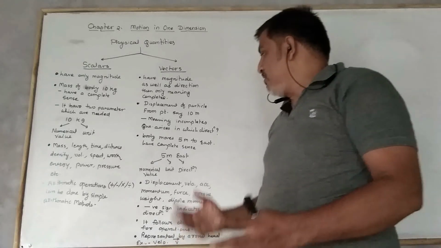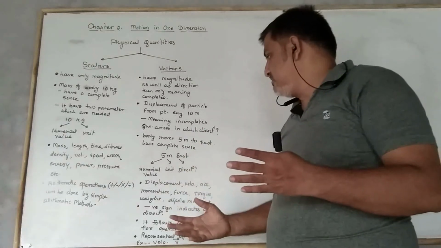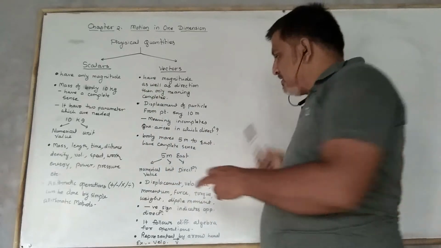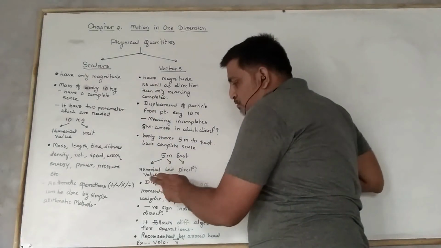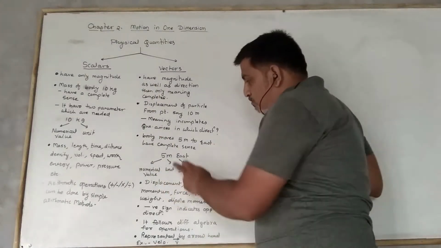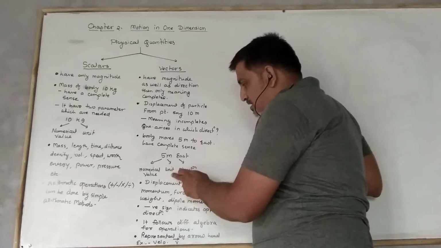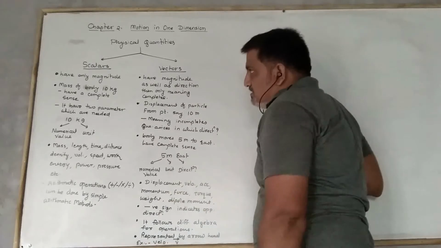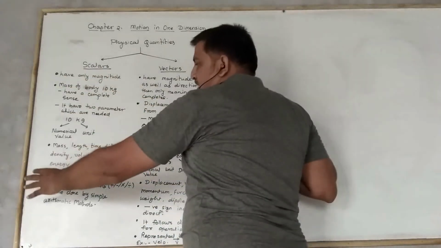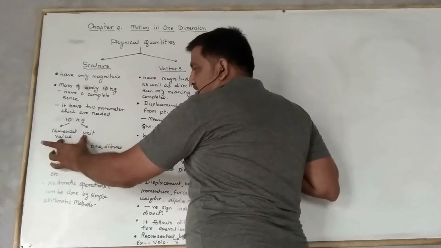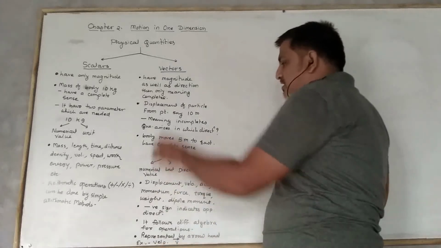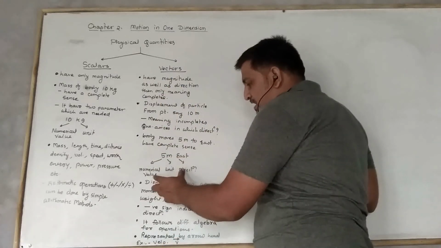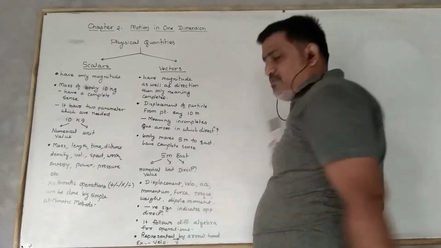Here, if I say the body moves 5 meter toward east, then this 5 gives us a numerical value, while meter shows us a unit and east shows us direction. It means in case of scalar, we find only 2 requirements, numerical value and unit. Here in vectors, we can see 3 requirements: numerical value, unit and direction.